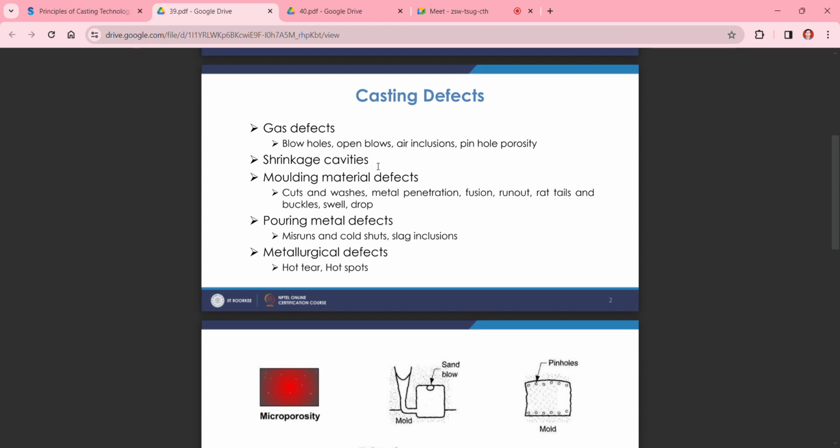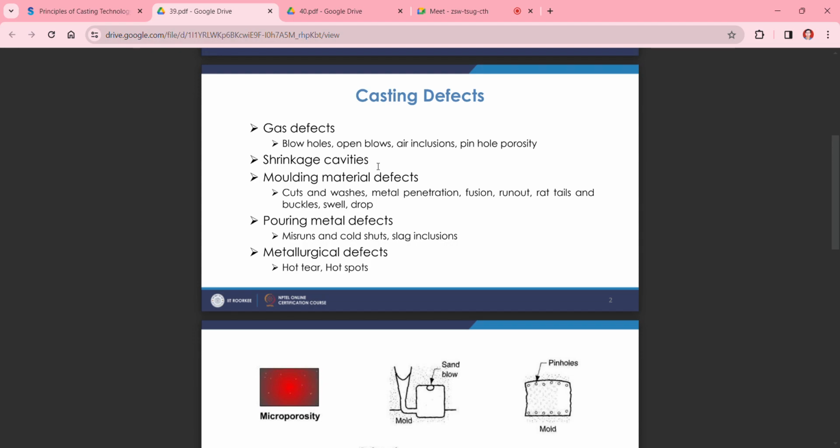Then coming to the third defect, which is caused by molding material defects. Molding material defects can be cuts and washes, metal penetration, fusion, run out, rat tails, buckles, swell, and drop. Coming to cuts and washes, this type of molding defect generally comes when you are trying to put your molten metal into permanent castings. Most of the time, in case of permanent casting, there are two halves of the casting.